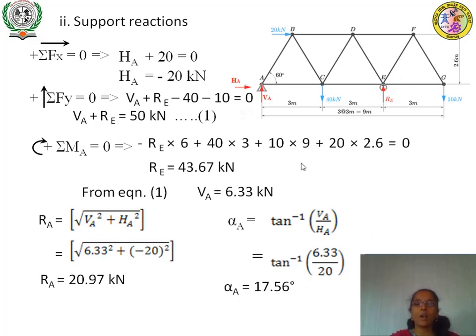So it lies in third quadrant, because H is negative, which means it is in the opposite direction. So HA negative, VA positive, it is in the second quadrant, not in the third. It is negative and positive, so it is in second quadrant. Therefore the resultant reaction you have to measure it like this, at 17.56 degrees. So that is the calculation of support reactions.